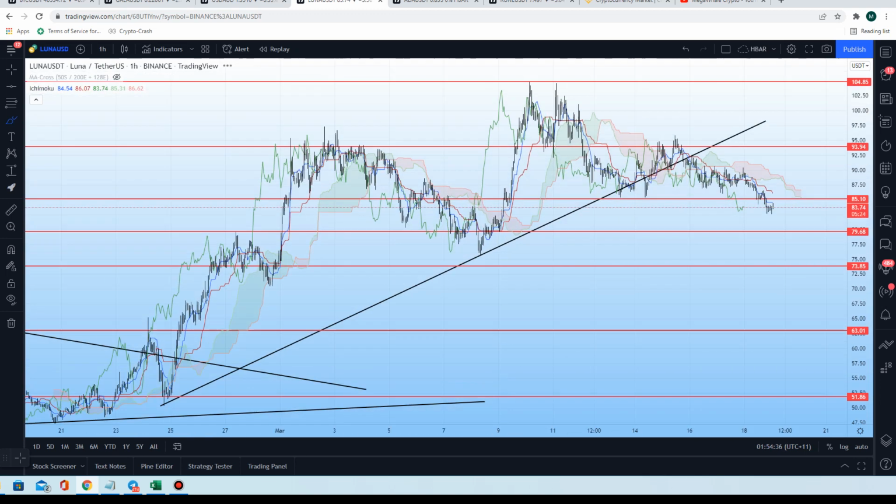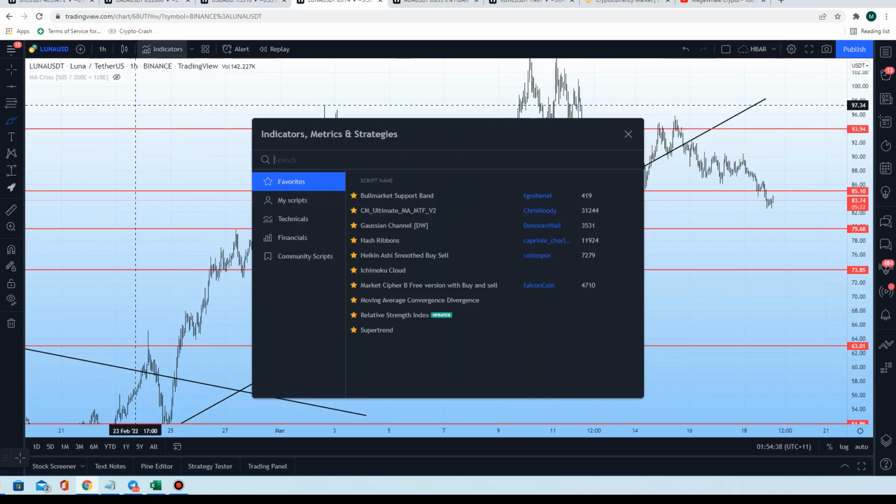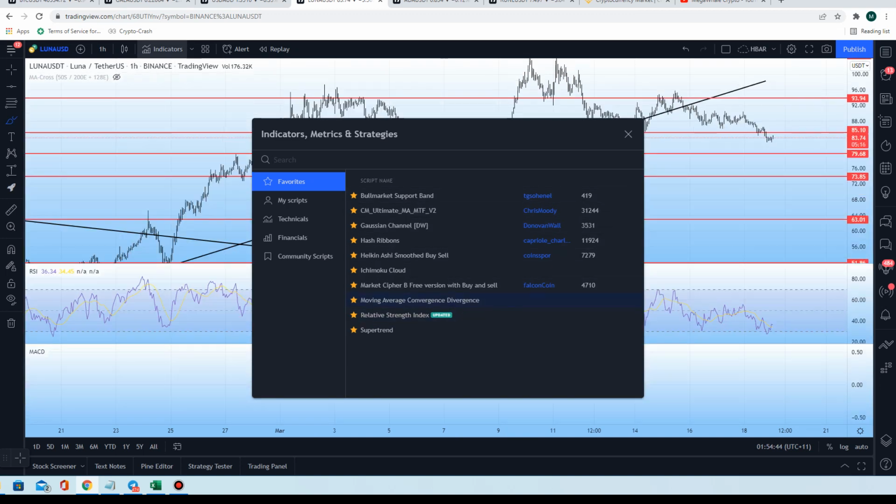So moving on to some other indicators, let's go for next up, let's go RSI, and we'll go MACD.